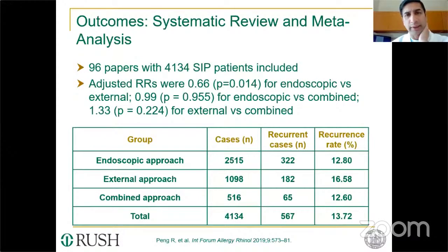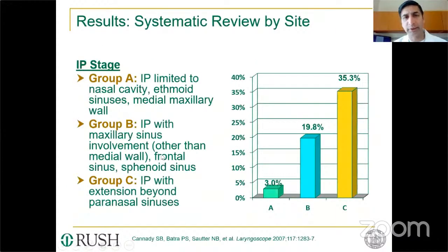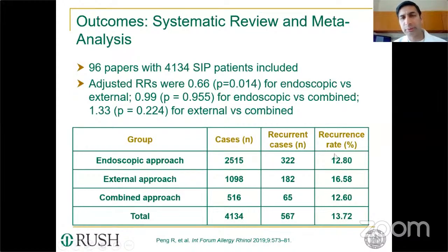Just switching gears for a couple more slides, looking at a systematic review and meta-analysis of more than 4,000 cases of sinonasal inverted papilloma and the recurrence rate based on the type of approach. For a purely endoscopic approach, the recurrence rate is 12.8%, a purely external approach, 16%, and a combined approach, 12.6%. So using an endoscopic or a combined endo-open approach will give you the best outcome. In fact, the external approaches have a slightly higher recurrence rate.